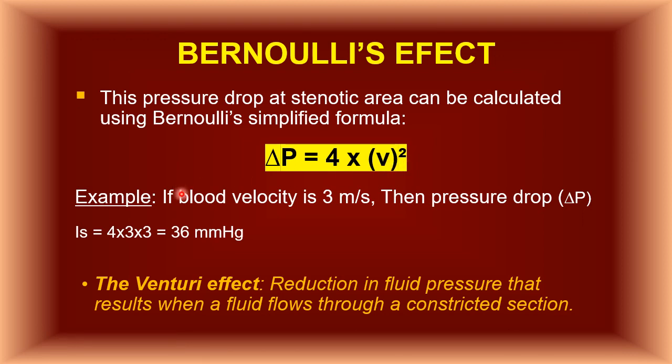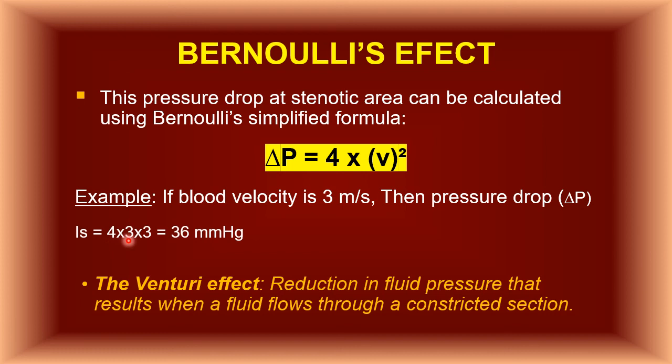For example, if the velocity is 3 meters per second, we use the unit meter per second, not centimeter per second. 3 meters per second is equal to 300 centimeters per second. But if you apply this formula, we use the meter per second unit for the velocity. So the pressure drop equals what? Equals 4 multiplied by 3 squared.